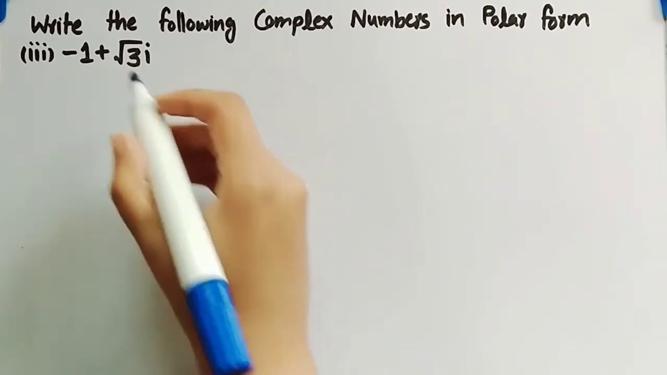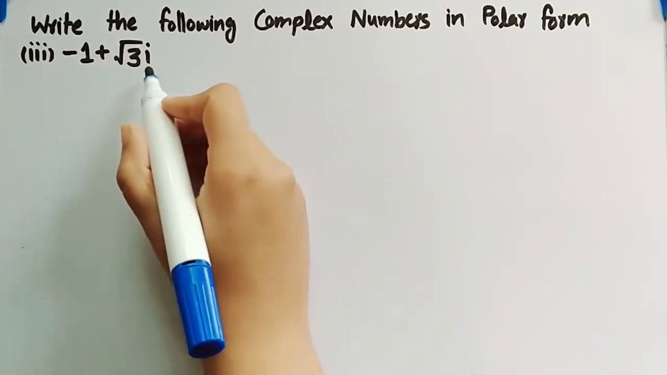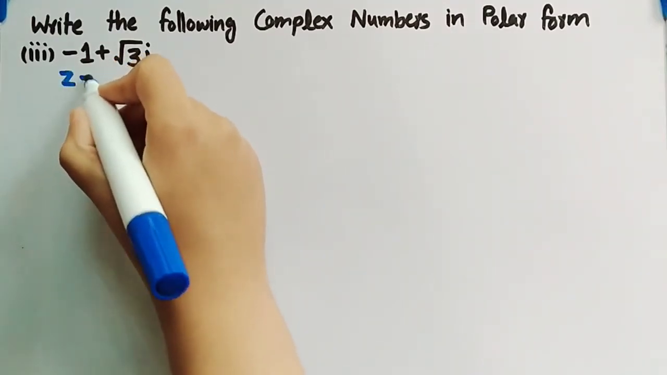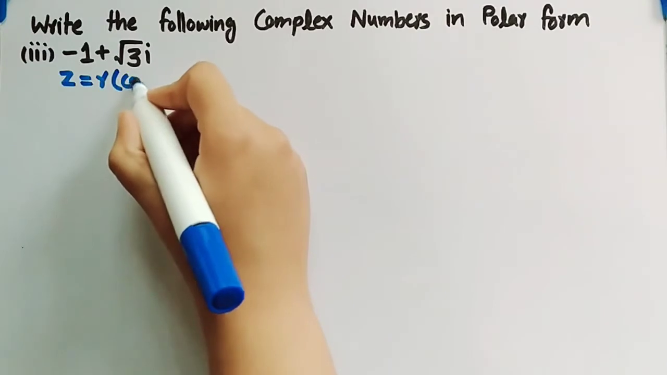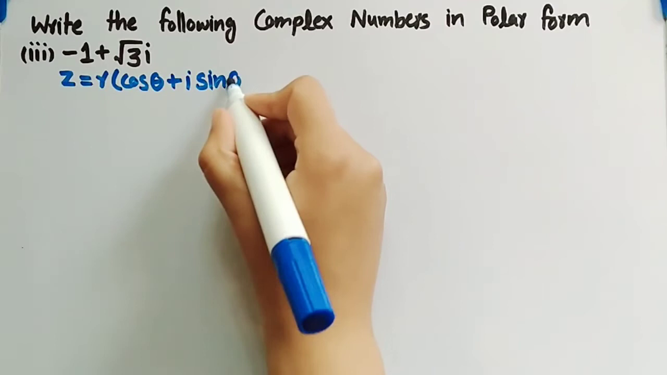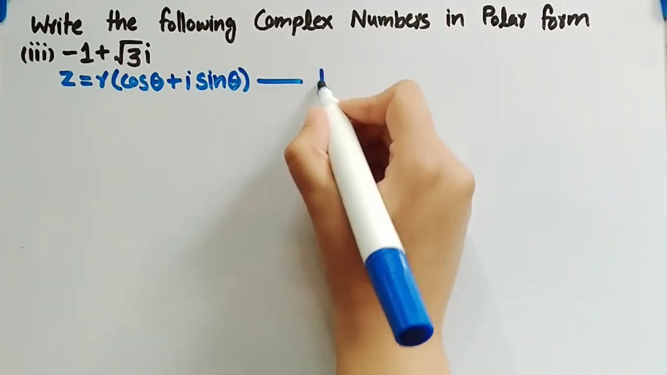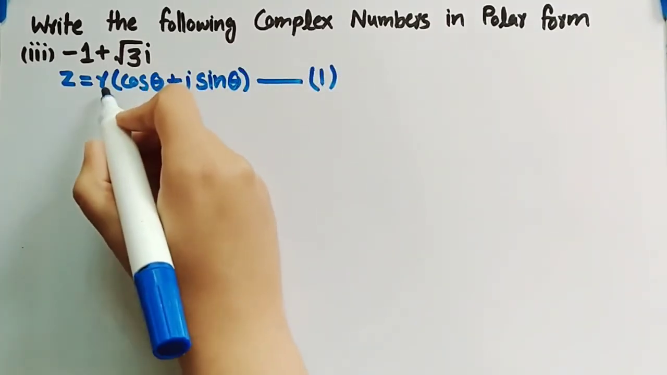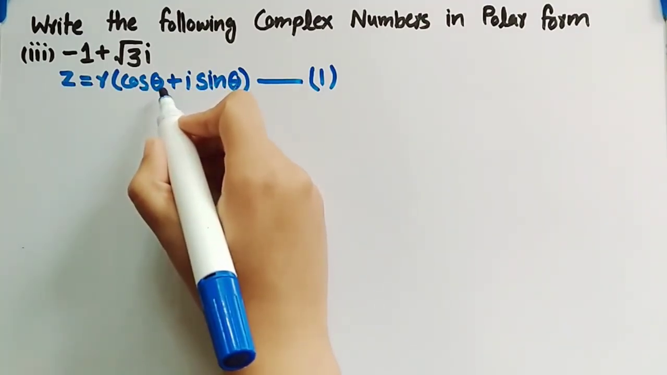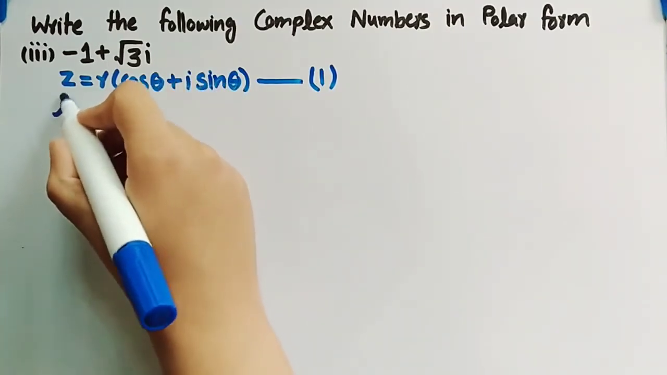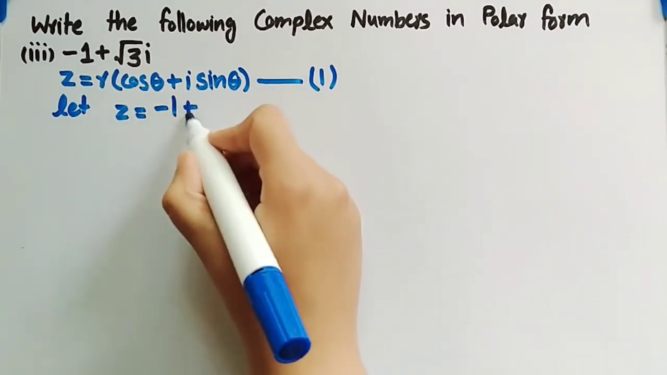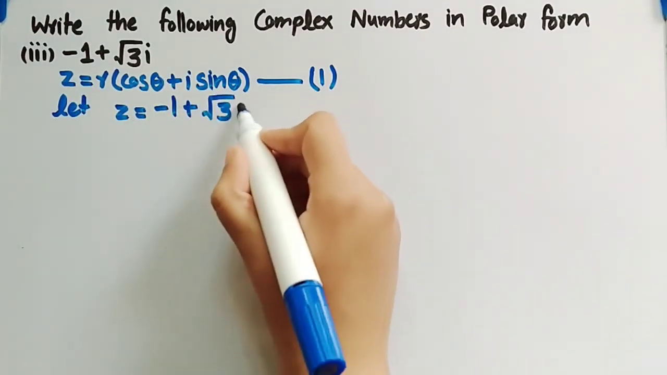Now we will write minus 1 plus square root 3 iota in polar form. We know that the polar form of any complex number z is equal to r cos theta plus iota sin theta. Let it be named as equation 1. And r is the modulus of the complex number z and theta is the principal argument of the complex number z. Now let z is equal to minus 1 plus square root 3 iota.